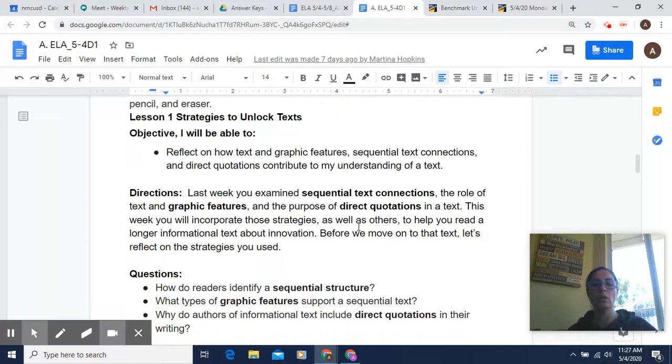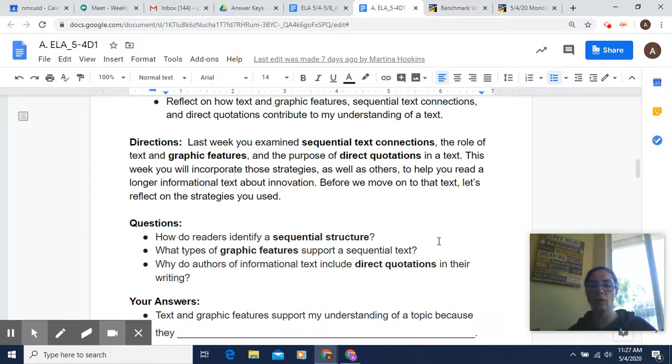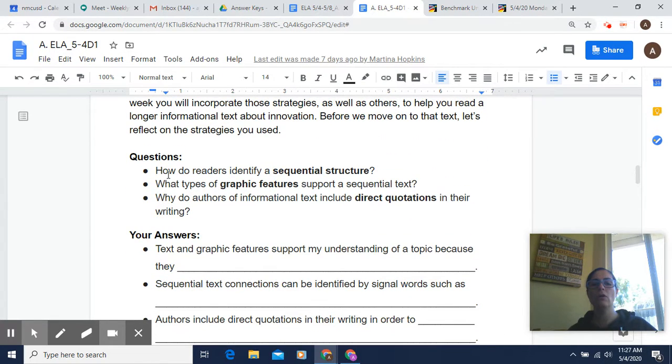So last week, you learned about sequential text structures. You also learned about text and graphic features and about direct quotations. How did these things help you learn more about the text? So here are some questions that you can ask yourself.